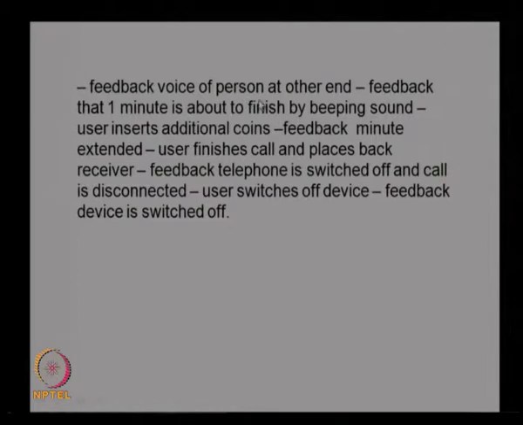And this is basically how you end the telephone conversation. If it is activated by the coin or the card, then there will be some feedback about the timings, and once the money is finished, or you want to add more money, information will be provided. And once the user finishes the call and places back the receiver, there will be feedback that the telephone line is switched off and the call is disconnected, and then the user switches off the device and feedback that the device is switched off will be given. So these are the various activities for that particular action.